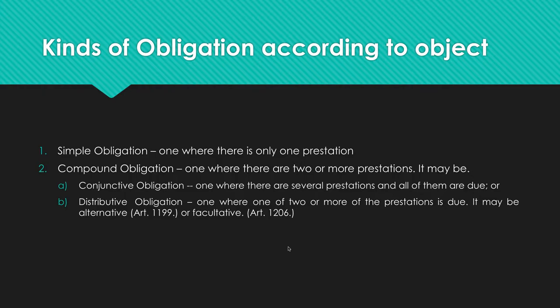Okay. So we also have kinds of obligations according to the object. Simple obligations would mean there is only one prestation. Compound obligation means there are two or more prestations. It may be conjunctive or distributive obligation. When you say conjunctive, this was mentioned in the previous meeting, one where there are several prestations and all of them are due. And distributive obligation, one where one of two or more of the prestations is due. It may be alternative or facultative.